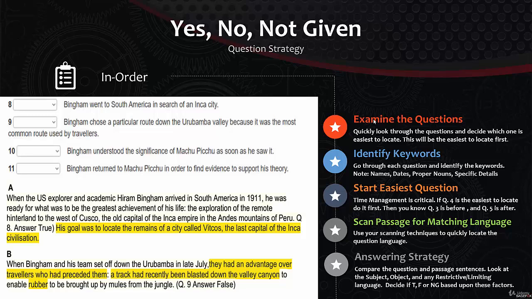And then for number 9, it says Bingham chose a particular route down the Urubamba Valley because it was the most common route used by travelers. All right, and it says in paragraph B, when Bingham and his team set off down the Urubamba in late July, that's how I know we're in the right sentence, they had an advantage over travelers who had preceded them. A track had been blasted down the valley canyon to enable rubber to be brought up by mules from the jungle.